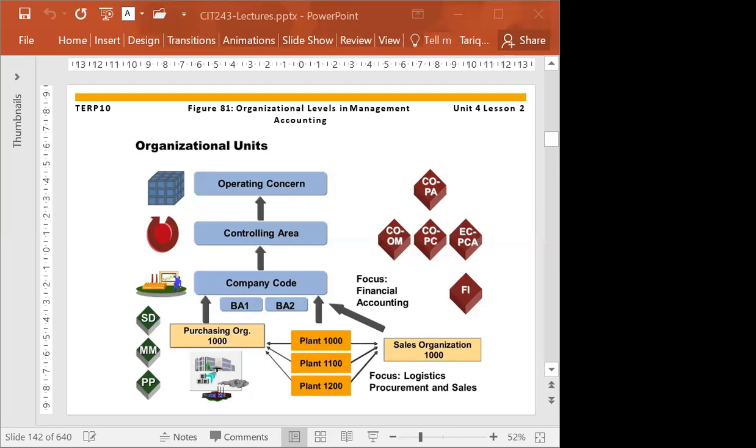That is, we only configure the operating concern if we decide to use profitability analysis. If we are not using profitability analysis, then there is no need to create the operating concern. So this is mandatory if we want to use profitability analysis, then we will use the operating concern. Otherwise, no. But the controlling area is the basic organizational unit in managerial accounting.